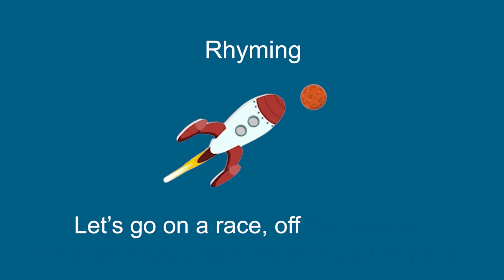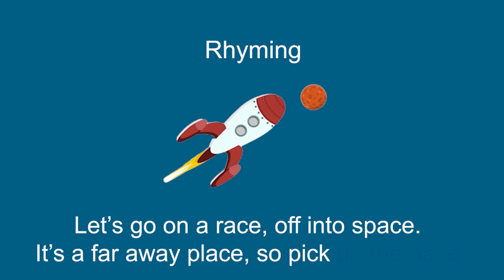You can also highlight rhyming words. Say something that rhymes like, let's go on a race, off into space. It's a faraway place, so pick up the pace. Point out the sound to your child. Say race, space, place, and pace have s at the end.